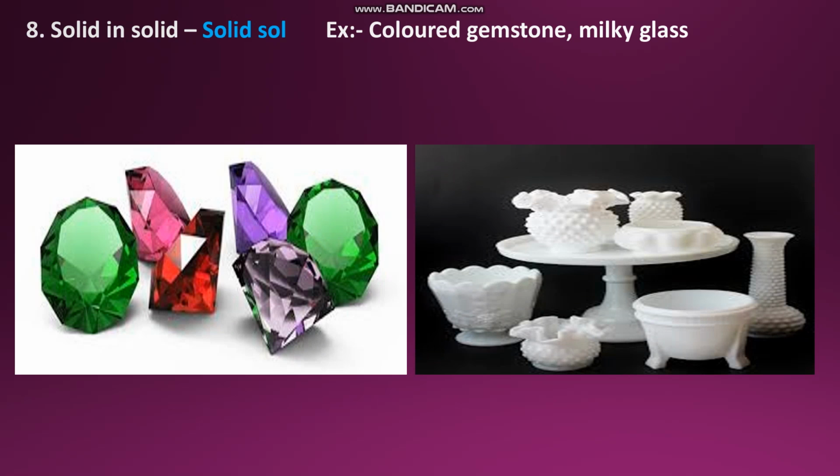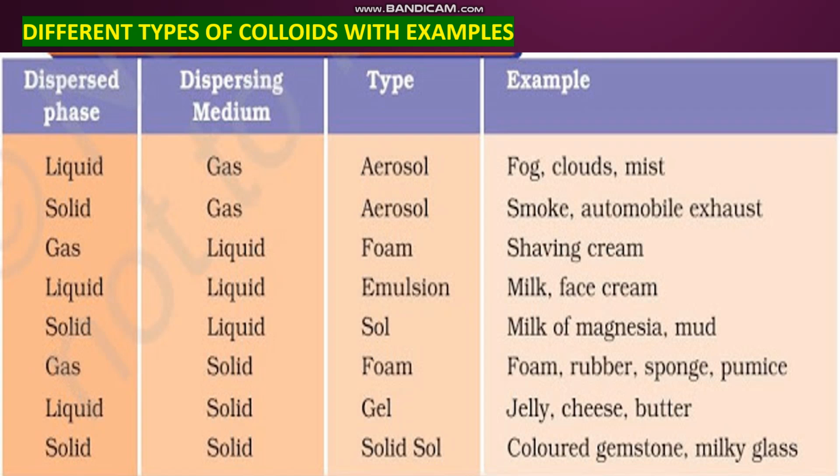So let us summarize what we have studied now. Different types of colloids. The dispersed phase is liquid, the dispersing medium is gas. That type of colloid is called aerosol. Examples: fog, cloud, mist. Next one, solid dispersed in gas. That is also called aerosol. Examples: smoke, automobile exhaust. Then gas dispersed in liquid. That is called foam. Example, shaving cream.